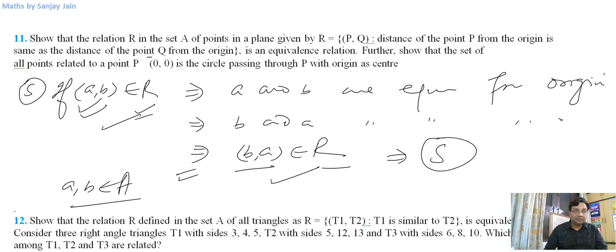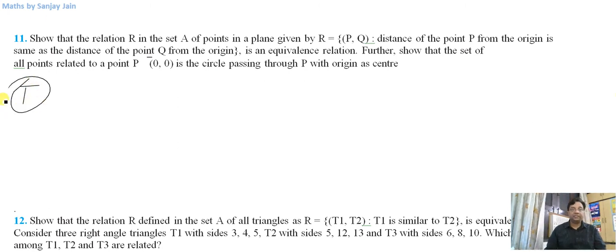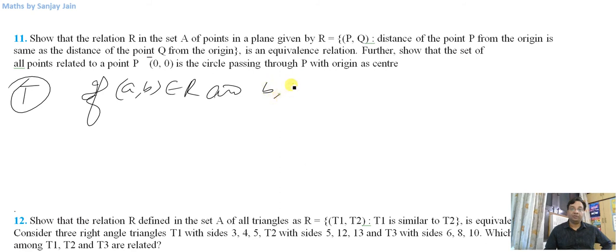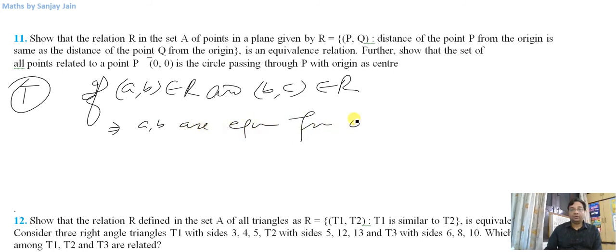Now let us work on transitivity. Is it transitive? For transitivity, I need to take two assumptions. If AB belongs to R and BC belongs to R, now I need to check whether AC belongs to R or not. So if AB belongs to R, this implies A and B are equidistant from the origin, and BC belongs to R implies points B and C are equidistant from the origin.